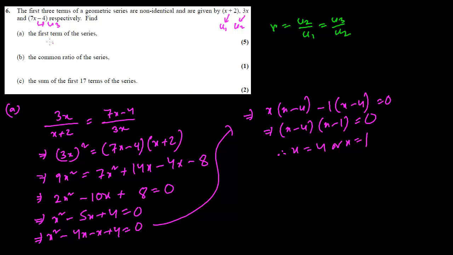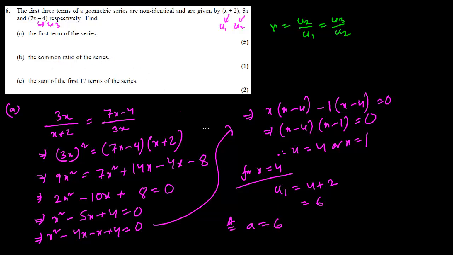Now, how do you know how to find the first term? They have mentioned the terms are non-identical. Let's put the value of x and see which two terms become the same. If we put x equals 4, this is 4 plus 2, 6, and this is 2 fours are 12. So this is not identical. If we put 1, it will be 1 plus 2, 3, and 3 ones are 3. So we cannot use x equals 1. So we use x equals 4. So the first term u1 is going to be x plus 2, so 4 plus 2 is 6. So the answer, the first term a equals 6.